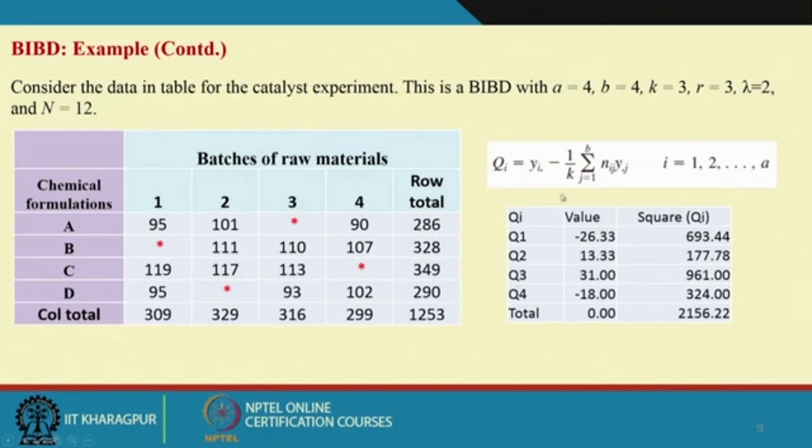So, now what you will do? You will calculate Q 1, what is Q I equal to Y I total minus 1 by k, sum over j equal to 1 to b of n I j y dot j, so I equal to 1 to a. So, we have computed it and you see the value. Suppose I will show you only one.